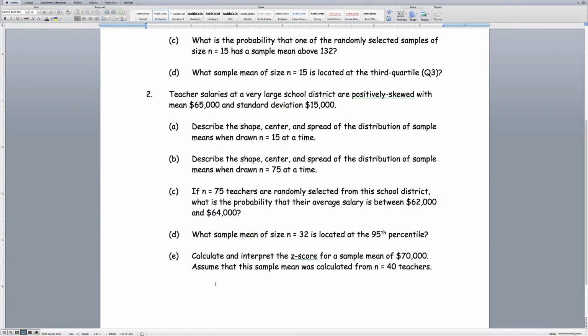So what we would say here, we would say a sample mean of 70,000 when taken from N equal 40 teachers is 2.11 standard errors above the mean. So guys, you have to tell the sample mean. You have to tell how many teachers or how many subjects or how many measurements created the sample mean. And then it's important to realize we're dealing with standard errors and not standard deviations.